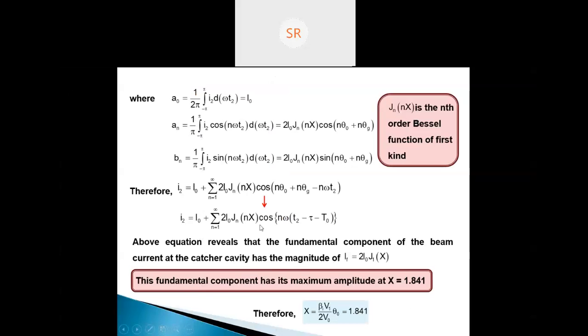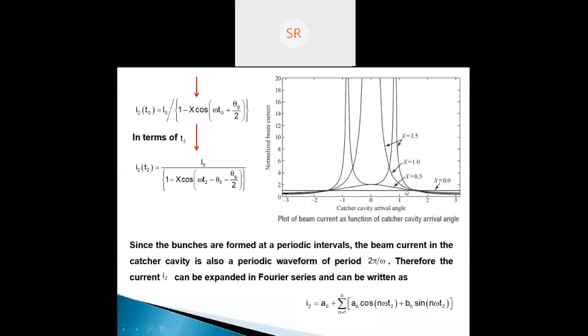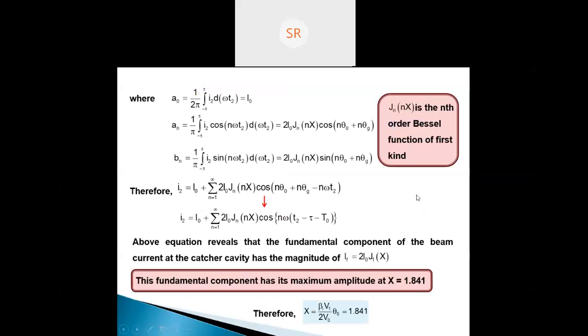We generally consider that for the I2 value, the fundamental component has its maximum amplitude at x equal to 1.814. Where do we get 1.814? Here we can say x 0.5, x 1.0, x 1.5 likewise. So where are we getting x equal to 1.814? At the minimum catcher arrival angle, x will be higher, and at that particular point the current will be a maximum. That means maximum amplitude, at x equal to 1.841.